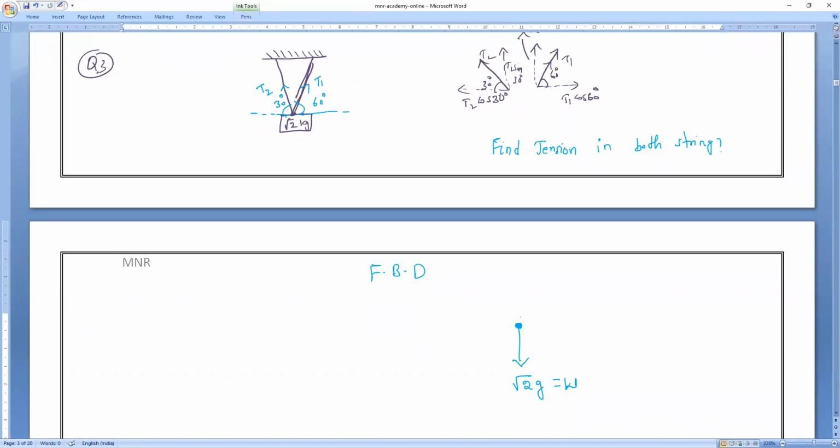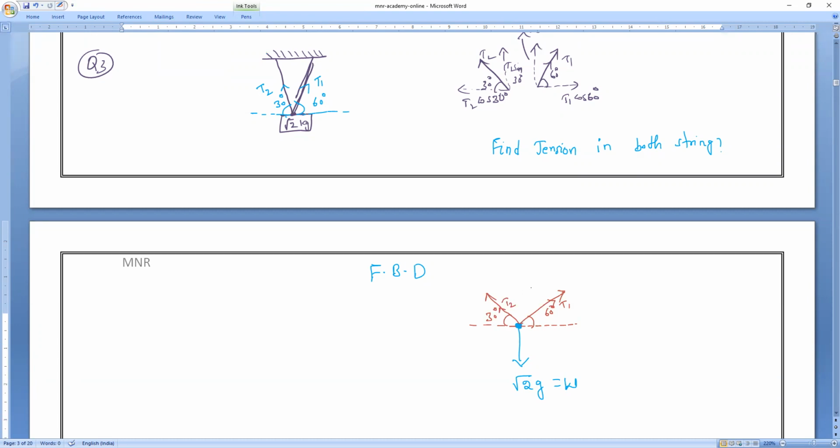Then at the point of intersection, one force is acting in this direction with a 30-degree angle. Another force is acting in this direction with how much angle? 60 degrees. Clear? And this is T1 and this is actually what?